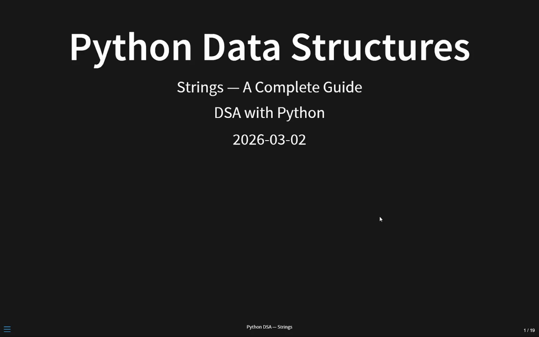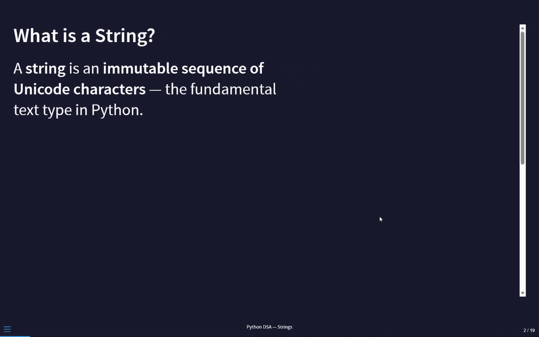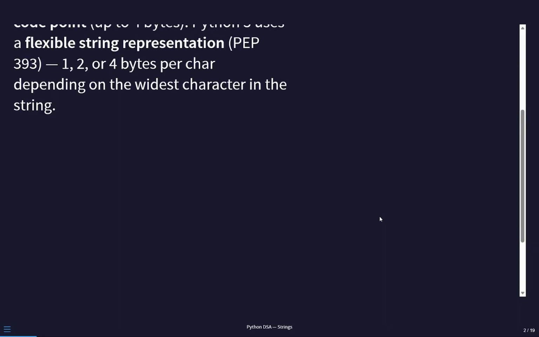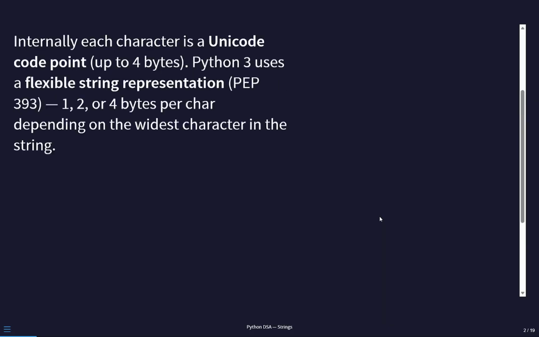Let's get into it. A string in Python is an immutable sequence of Unicode characters. It's the foundational text type. Everything from a single letter to a multi-megabyte document is a str. Under the hood, each character is a Unicode code point, a number that uniquely identifies a character in the Unicode standard. Python 3 uses a flexible internal representation defined in PEP 393, which chooses the smallest possible fixed width encoding based on the widest character in the string. 1 byte per character for pure ASCII, 2 for Latin extended, 4 for full Unicode including emoji. More on that in the next slide.